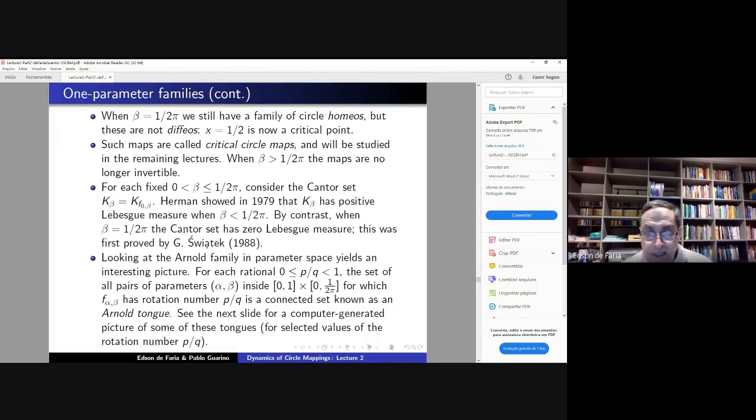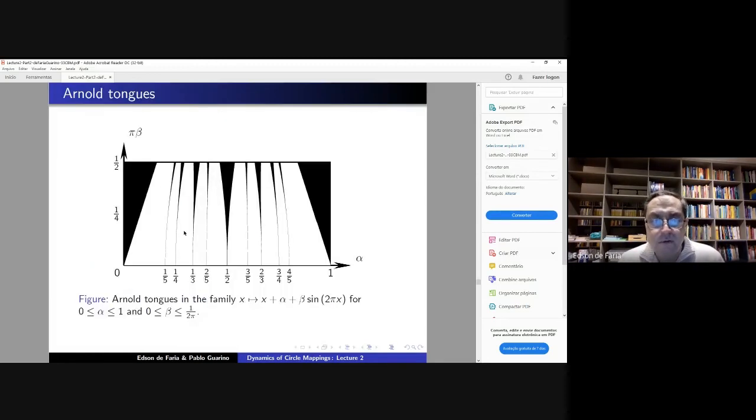And this connected set is called an Arnold tongue because the shape of these remembers some kind of a tongue, okay? So here's the picture. And like I said, the picture is not going to be so nice because, well, you can see it here. Each one of these black regions that you see here is a tongue, okay? And it's a tongue corresponding to the rational number that you see at the bottom, okay?